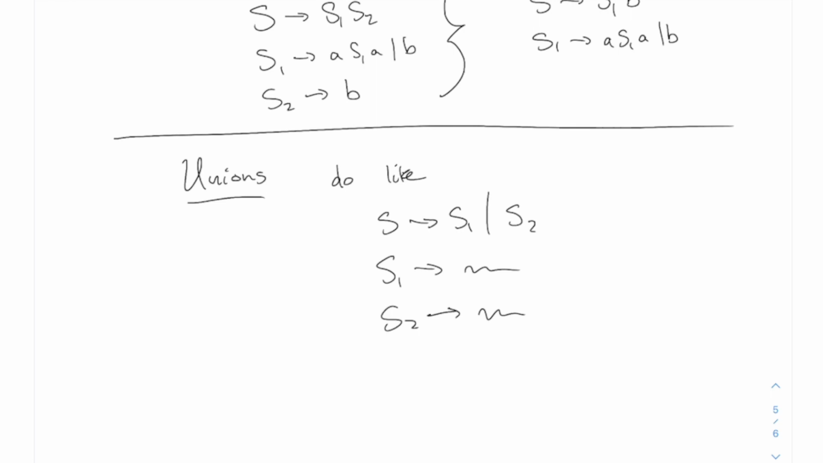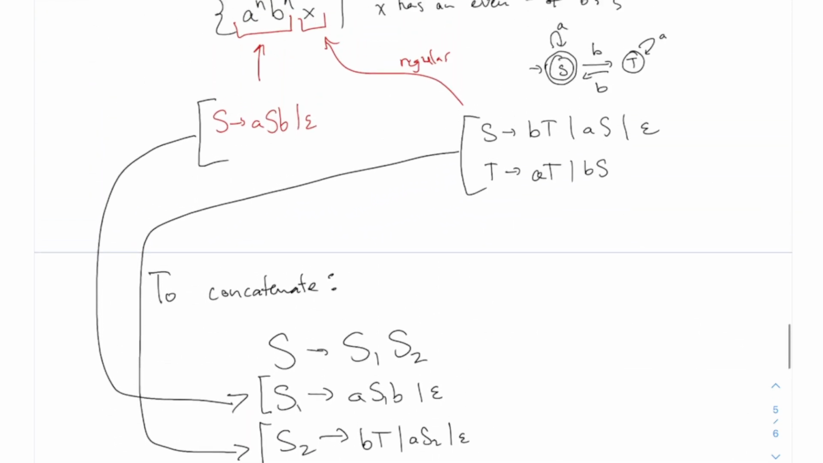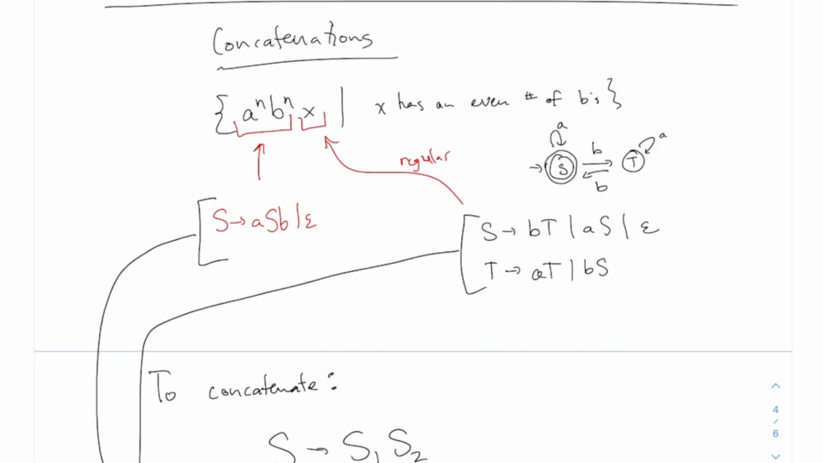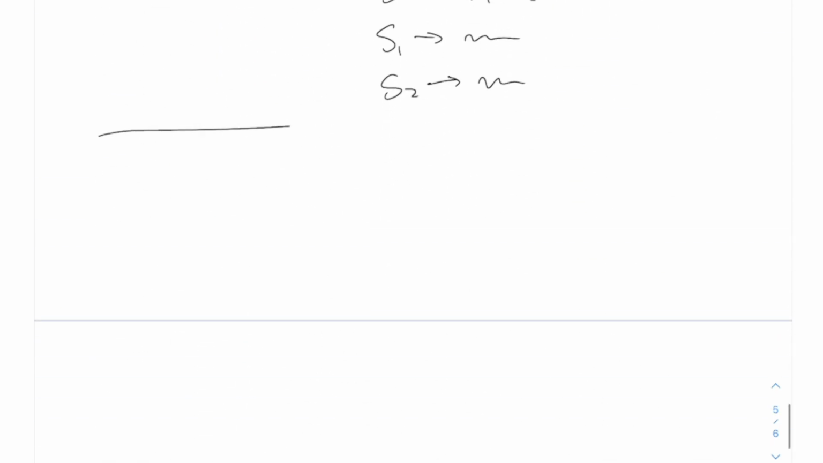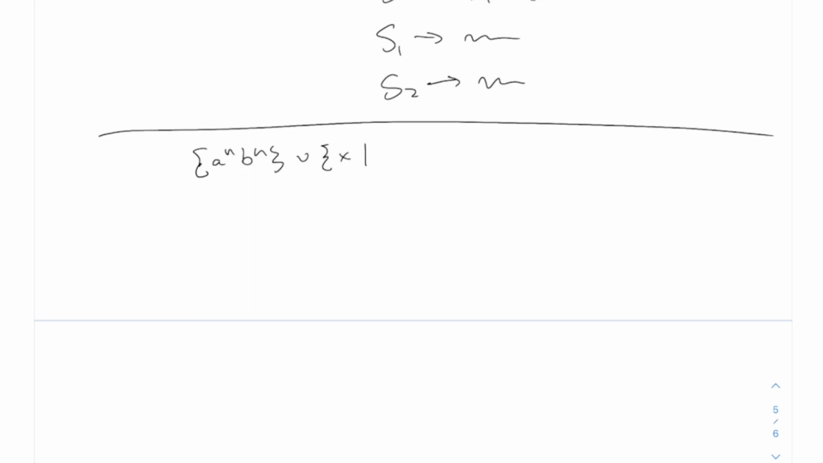So for example, how about this example again? A to the n, b to the n. As a concatenation, we did a to the n, b to the n followed by x, where x has an even number of b's. Let's try instead a to the n, b to the n union x, such that x has an even number of b's. All right? So this language, L, has any string that looks like a to the n, b to the n, or has an even number of b's.